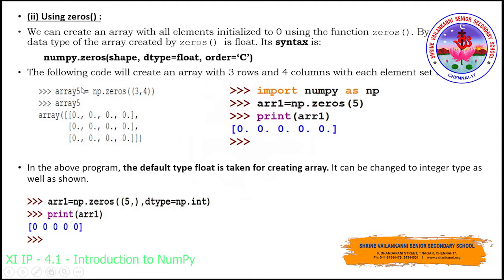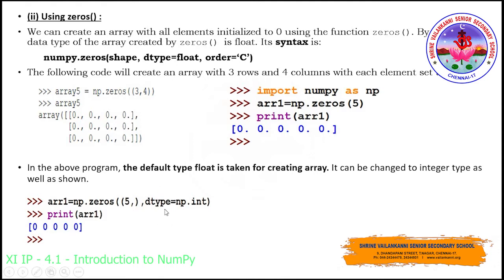We have created a two-dimensional array here. For a one-dimensional array, see here, if you provide np.zeros of 5, it will generate an array with all zeros in one dimension, that too with the floating point data type. As we have not specified the data type, by default it will take the data type as float. So as usual, it works much similar to the empty method.